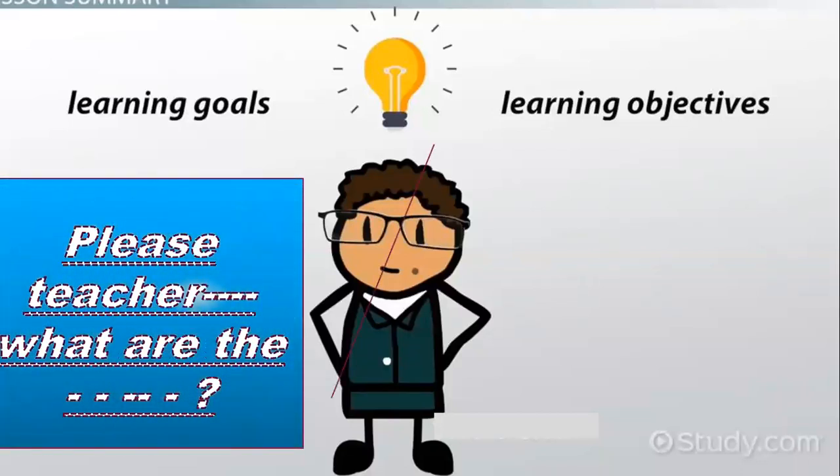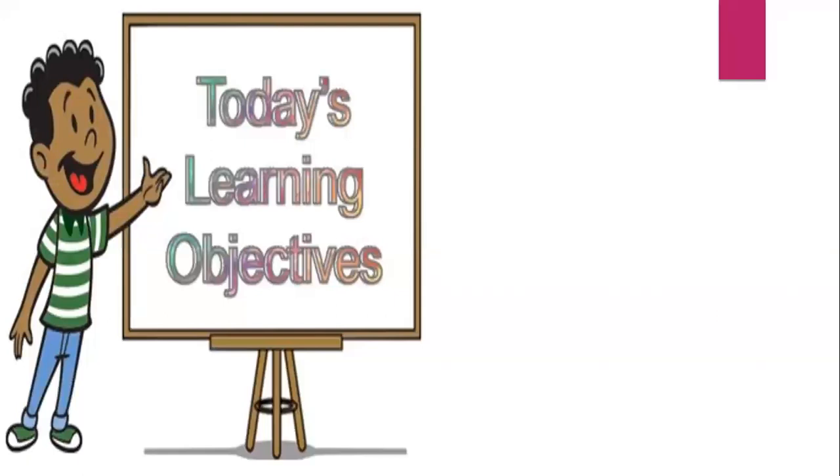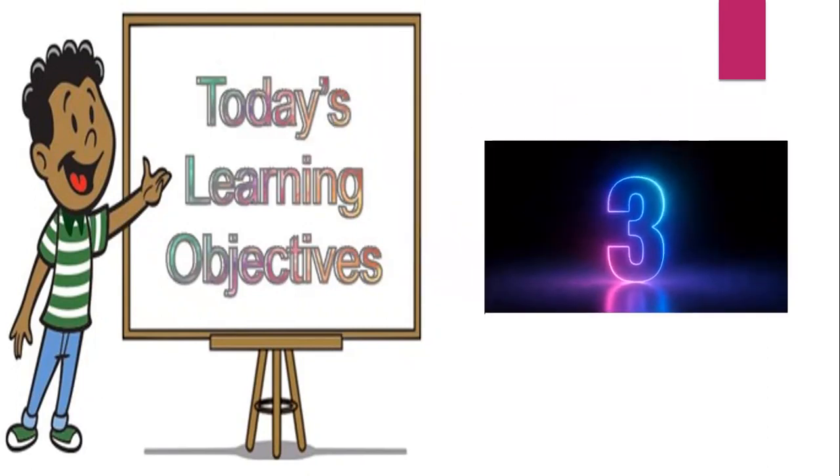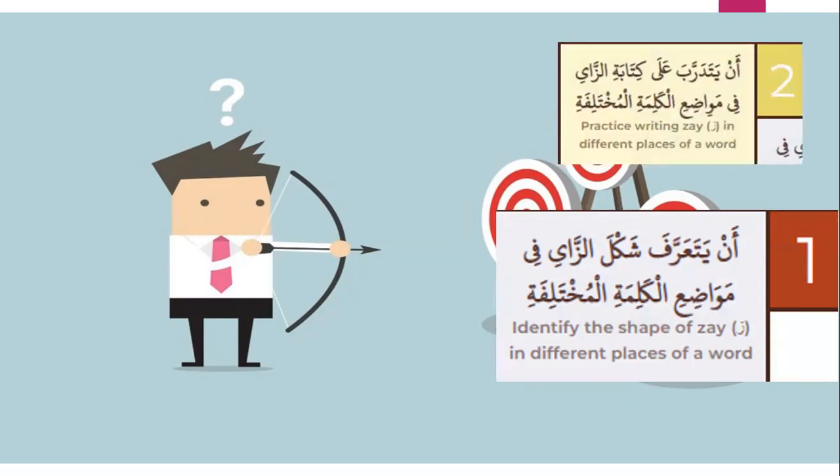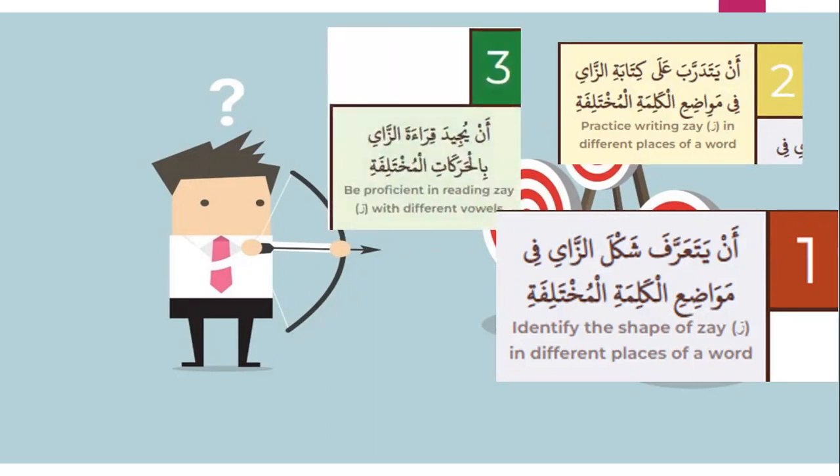Teacher, please tell me, what are the objectives from this lesson? Today the learning objectives are three. Number one, identify the shape of Zai in different places of a word. Number two, practice writing Zai in different places of a word. Number three, be proficient in reading Zai with different vowels.